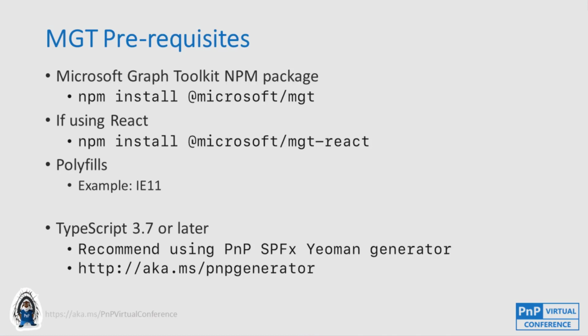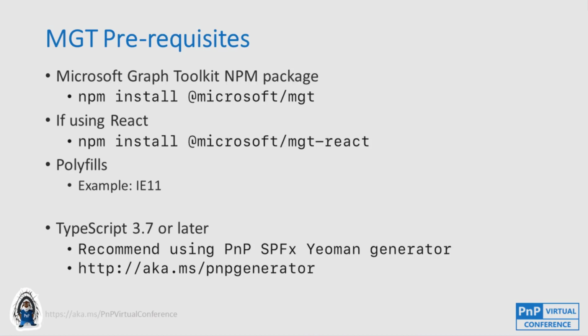some of the requirements. There is a specific Microsoft Graph Toolkit package that we install using the @Microsoft/MGT command, as you can see in the slide. Now, if you are also using React within your solution, you'll need to install the MGT React components using the @Microsoft/MGT-React command. Now, it's important to note that both of these are required if you are using React. Additionally, if you need to support browsers such as IE11, polyfills may be needed.